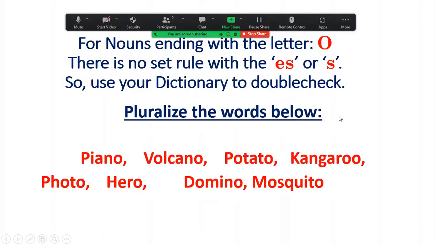Potato can work for ES and S. Yes, it can work for both. ES and S can work for most words ending with O. But there's no set rule to say that this particular word must end with OES and the other one OS. So you just have to learn them.